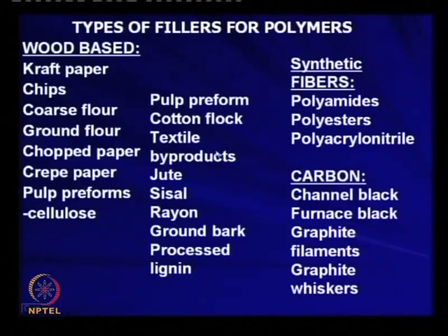Okay. So, these textiles, textile byproducts, then jute, natural fiber, sisal, another natural fiber, rayon, it is a semi synthetic fiber, viscose rayon, ground bark of trees, plants, processed lignin, lignin is the wood waste, paper industries waste. Okay. That lignin is a storehouse of chemicals. Those lignin can be used again as a raw material for polymer products. So, there is a huge number of wood based fillers available.